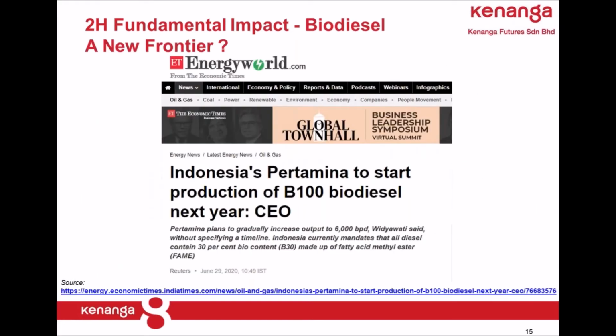Okay, so in summary for biodiesel, the remainder of this year very much depends on how quickly, especially Malaysia and Indonesia, can increase their implementation of a higher grade of biodiesel blend. The faster they can implement this on a nationwide scale, the higher the chances that demand for CPO will improve, and this will also drive CPO prices higher.